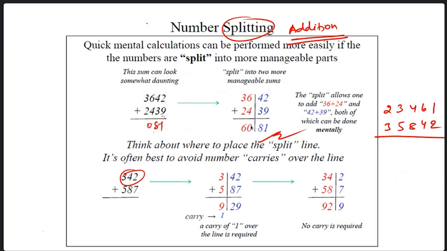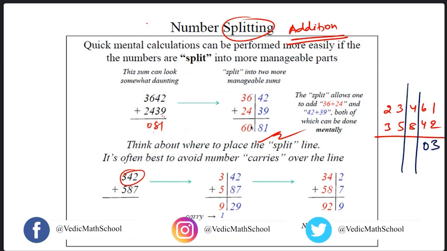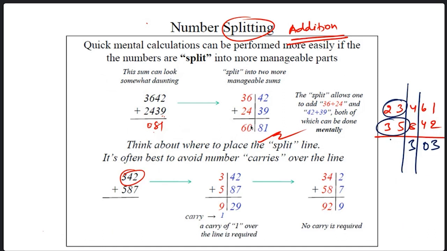So the value of split is only useful when you know how to split accurately. In this case, look at this. I'm splitting in 3 parts because I know that 61 plus 42 will get 103. So I'm writing 03 only. 1 will be carry over. 84, 12 plus 1 is 13, and 25 plus 35 is 60, plus 1 is 61. So the answer is 6930. The split also depends upon how you are going to split.